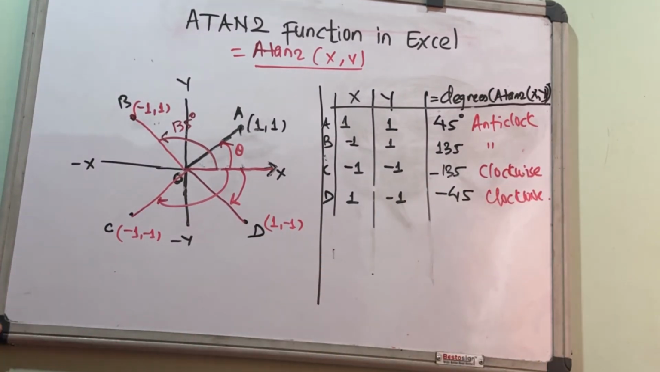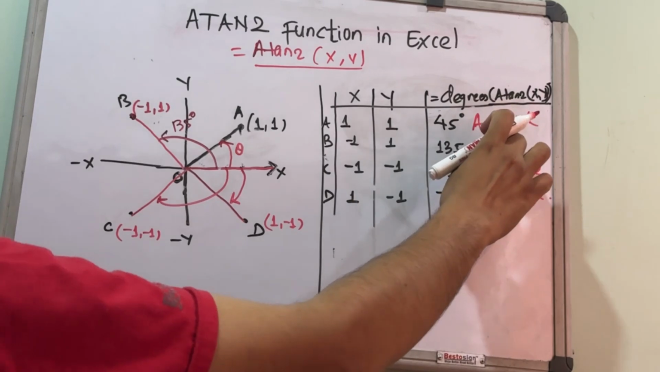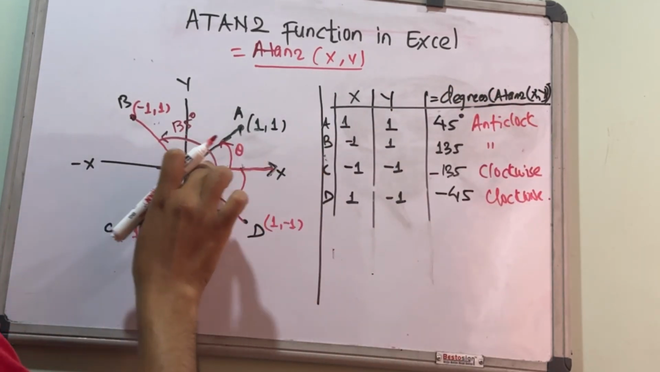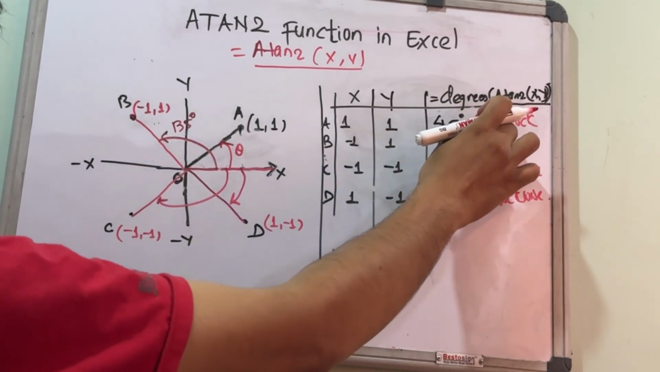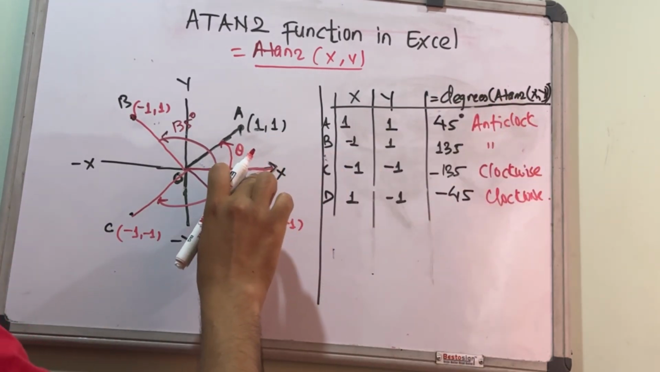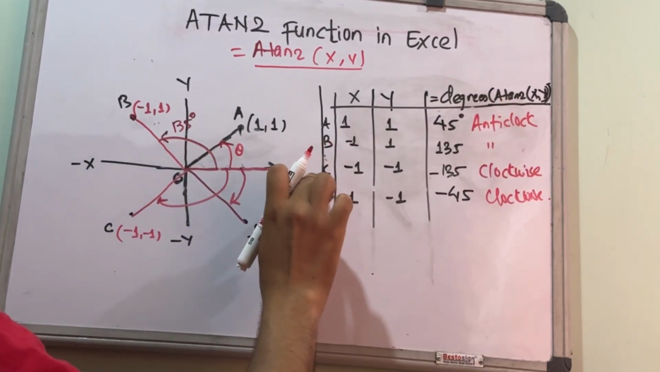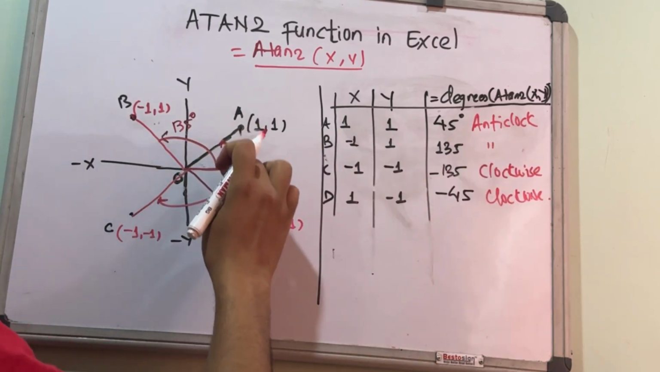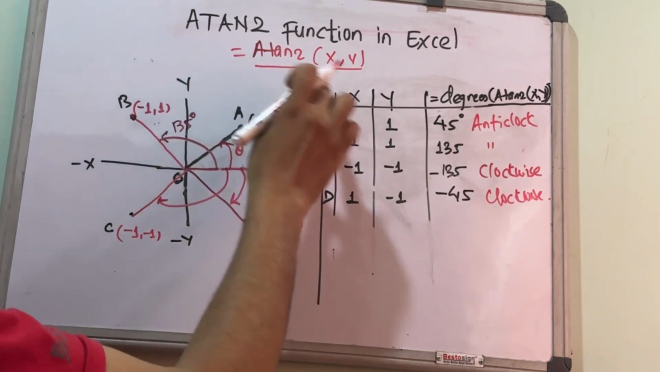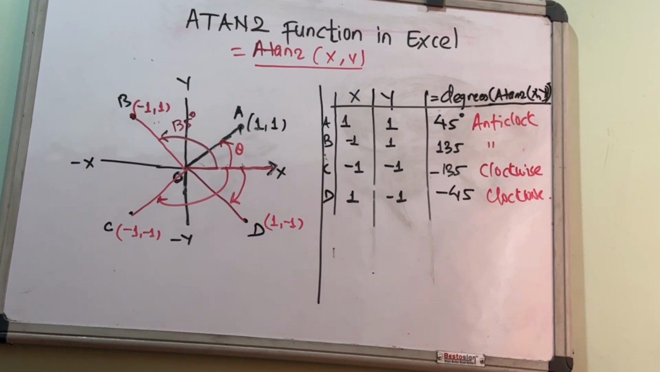So for this case, what you can see is, if the angle is positive, then with respect to this positive x-axis, the positive value shows anti-clockwise from this line, the origin for this x-axis, the positive x-axis line. And if the value is negative, it is giving you a clockwise angle. So this is what the ATAN2 function in Excel really does.